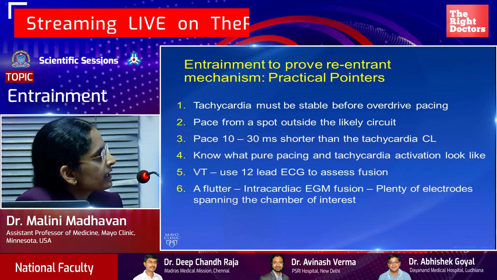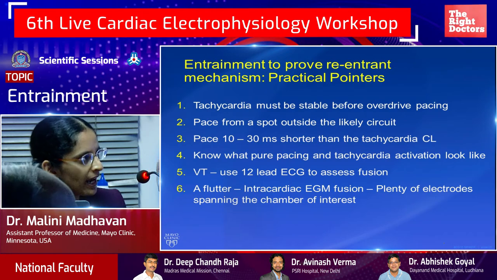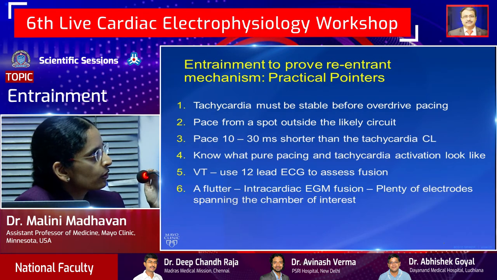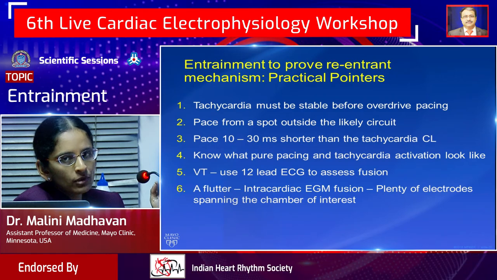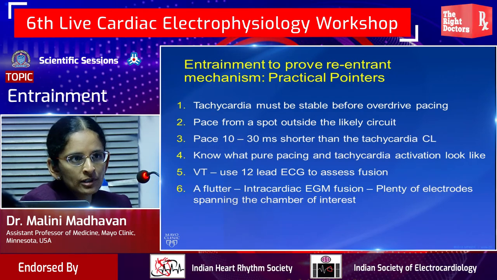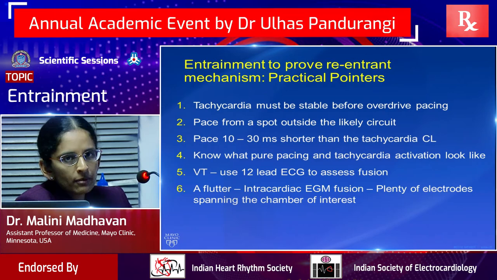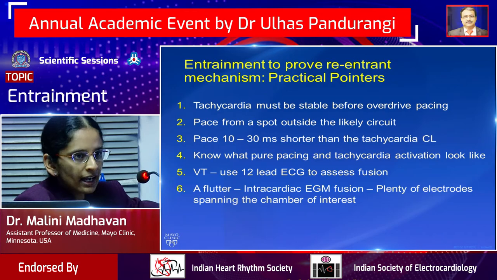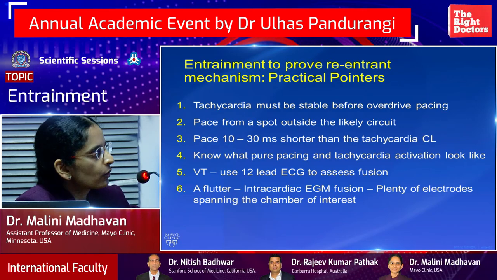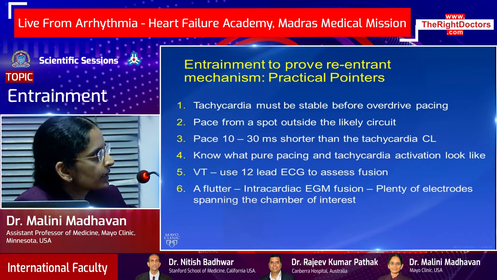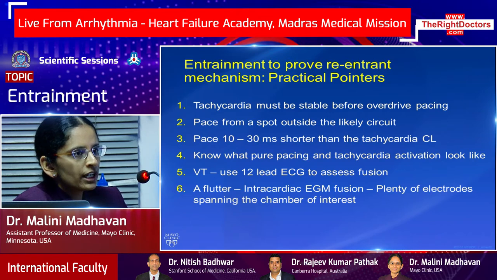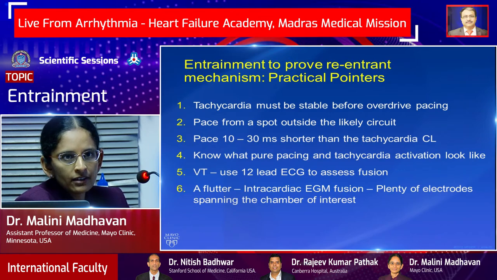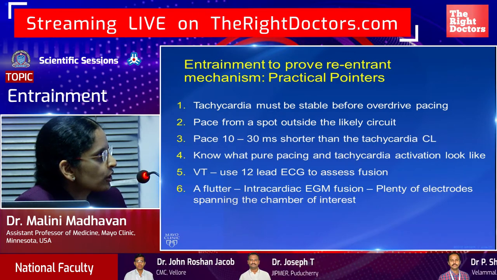So just to summarize this first part, as a practical matter, you want to make sure that the tachycardia is stable before you start pacing. With an unstable tachycardia, you really cannot make much of entrainment maneuvers. You want to pace from a spot that's outside the likely circuit, so you can clearly show fusion and progressive fusion. You don't want to pace from inside the circuit to begin with. You typically want to pace about 10 to 30 milliseconds faster than the cycle length of the tachycardia. Anything faster may just terminate your tachycardia and make your life much harder.